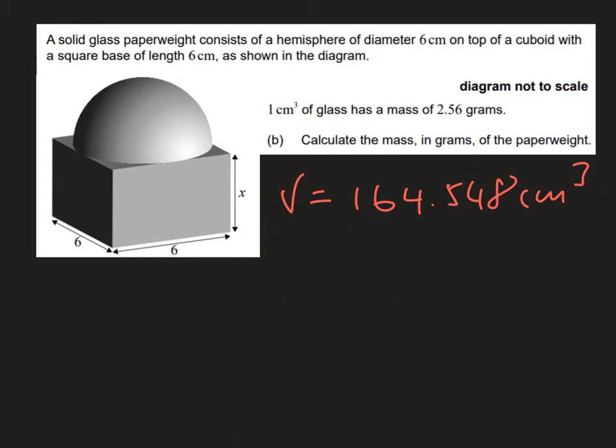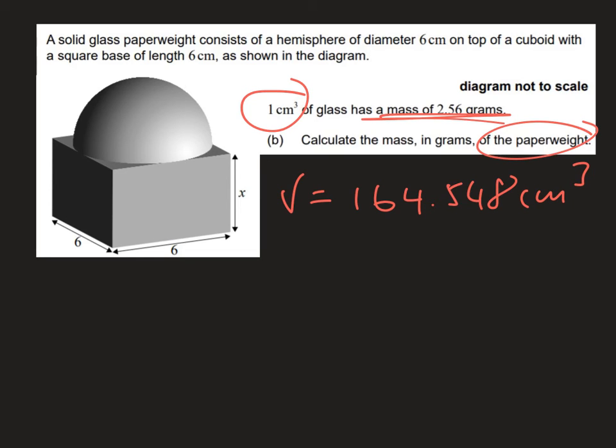In part B, we're looking at the density and the mass of the paperweight. So remember, we've already worked out the volume is 164.548 centimeters cubed. We're then told that each centimeter cubed of glass has a mass of 2.56 grams, and therefore asked to calculate the mass in grams of the paperweight.